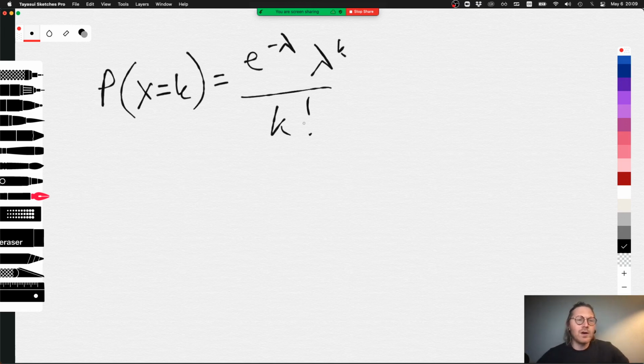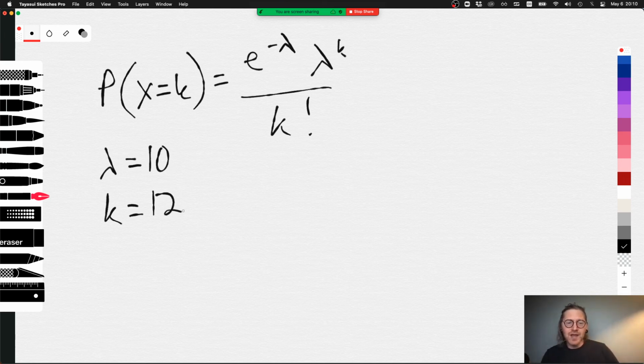I have an example here. On average, 10 people visit the ATM in an hour. What is the probability that 12 people visit the ATM in an hour? Well, our lambda is going to be 10. We expect 10 people in an hour. And our k is going to be 12 because we're curious, what is the probability given a lambda of 10 that 12 people will visit this ATM?